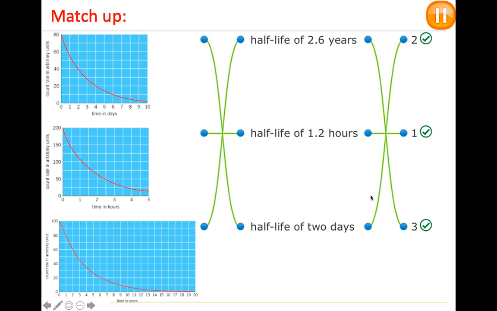And then the final one, the count rate starts at 100, so half of 100 is 50. Using the graph, we can see that we have a half-life of 2.6 years.